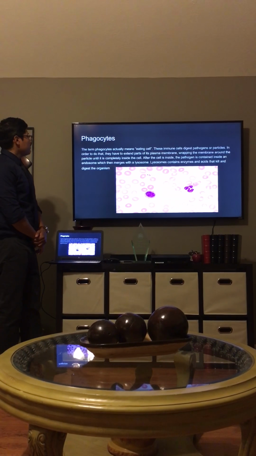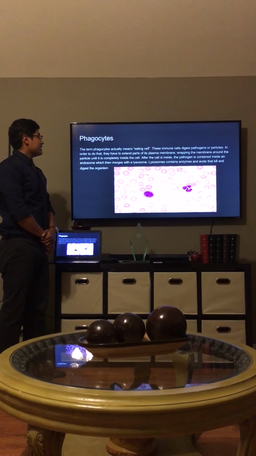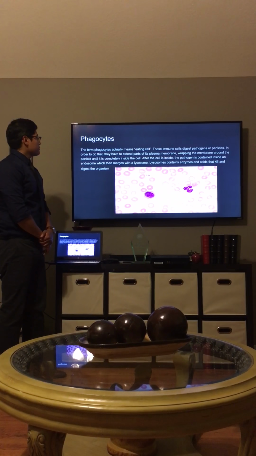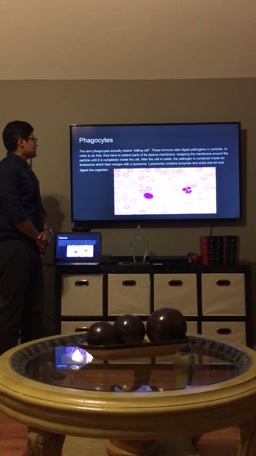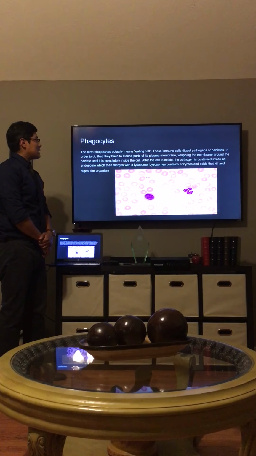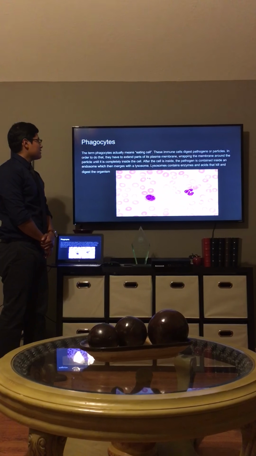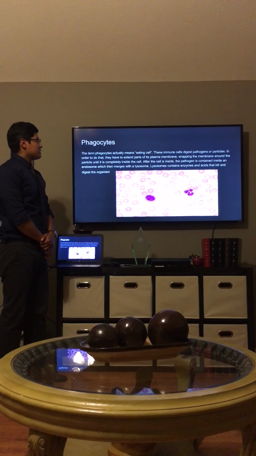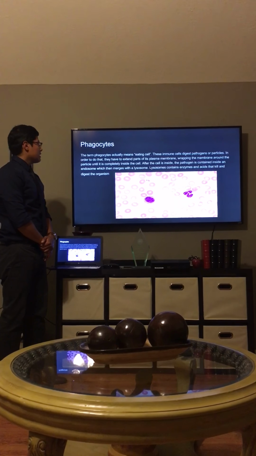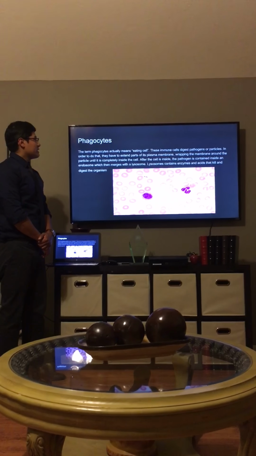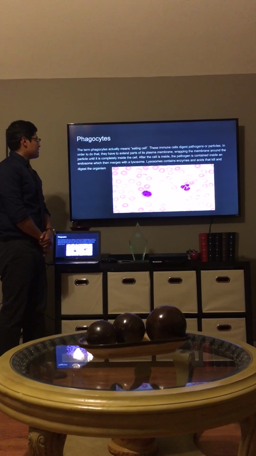Phagocytes. The term phagocytes actually means eating cell. These immune cells digest pathogens or particles. In order to do that, they have to extend parts of their plasma membrane, wrapping the membrane around the particle until it's completely inside the cell. After the particle is inside, the pathogen is contained inside an endosome, which then merges with the lysosome. Lysosomes contain enzymes and acids that kill and digest the organism.